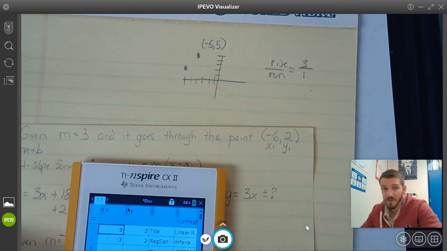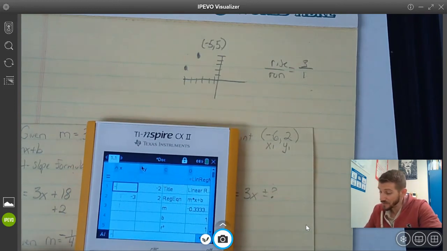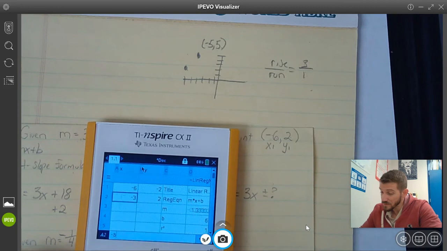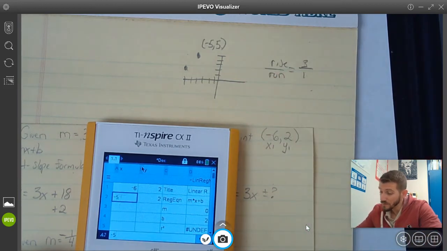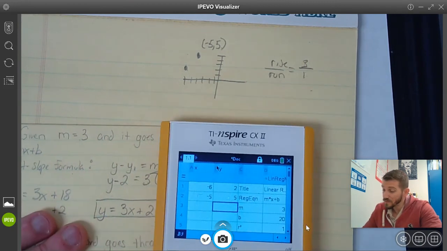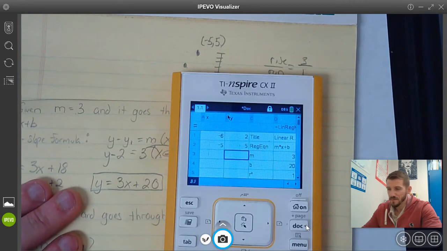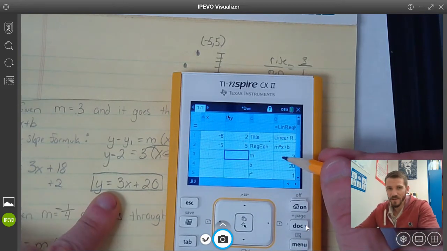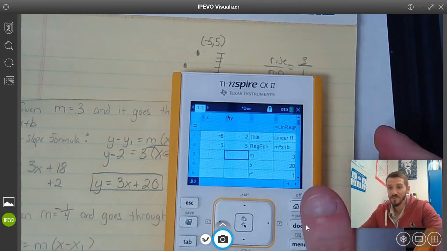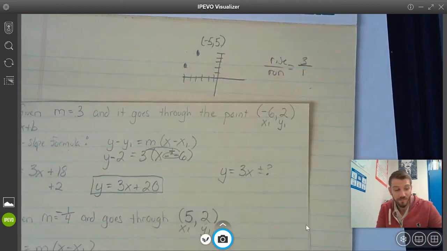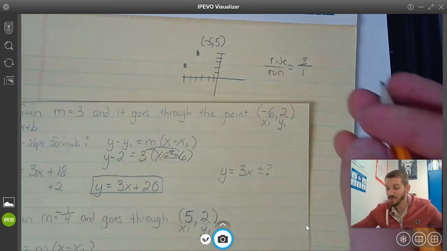And just to show that to you, I'm going to try to do it here. Let's change that to negative 6, positive 2. And the other point would be negative 5, 5. All right, and let's look at what we get. They say M is 3. We got that. And B is positive 20. We got that. So if you want to use the calculator, there's ways to make it work. But I'm just trying to give you little ways to do things.